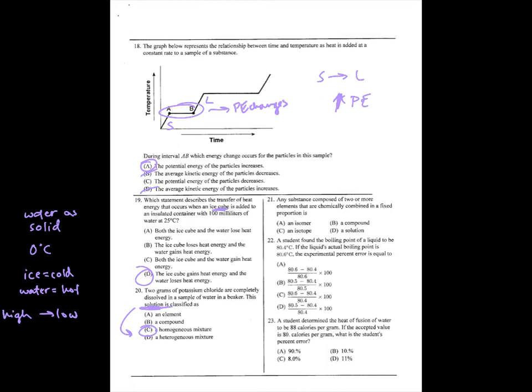Okay, let's pick a different color and let's go with blue. Number 21. Any substance composed of 2 or more elements chemically combined in fixed proportion. These are all key words for a compound.